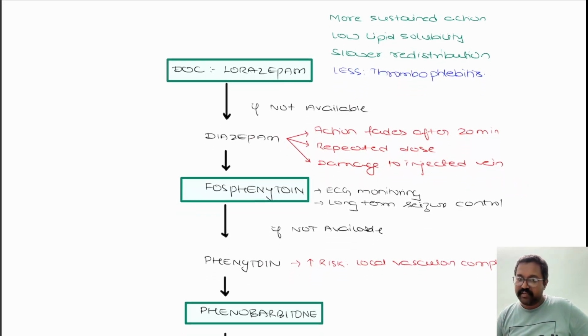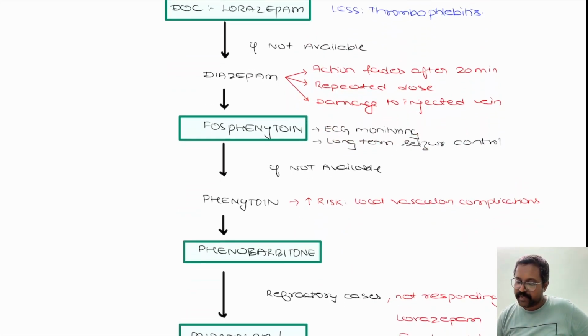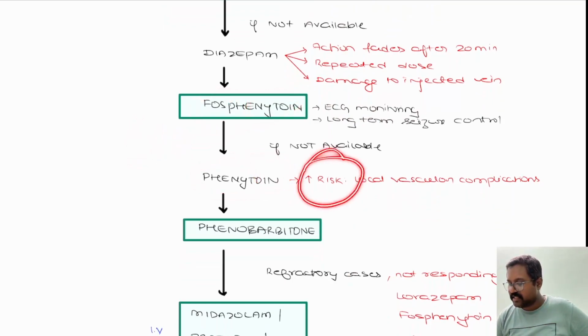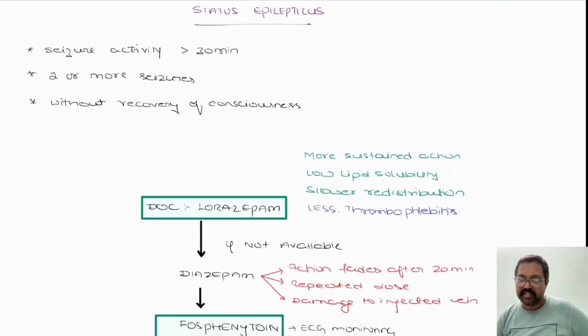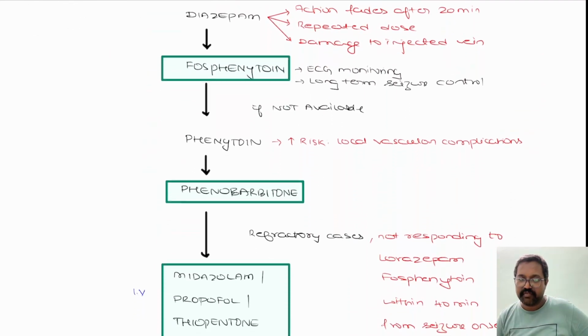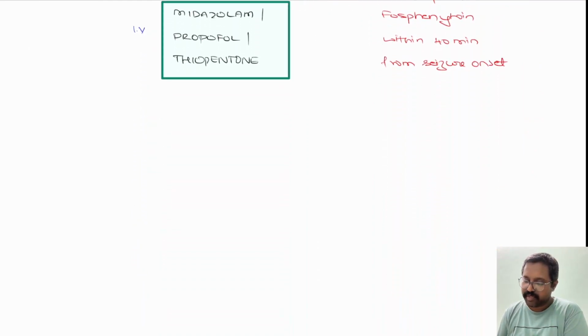So fosphenytoin, whenever you give it, is a water-soluble form of phenytoin. It is a longer-acting drug, and ECG monitoring has to be done. Phenytoin, when compared to fosphenytoin, is less safe, and it increases the risk of local vascular complications. So these are the drugs you need to remember: lorazepam, fosphenytoin, phenobarbital, and midazolam, propofol, and thiopental.